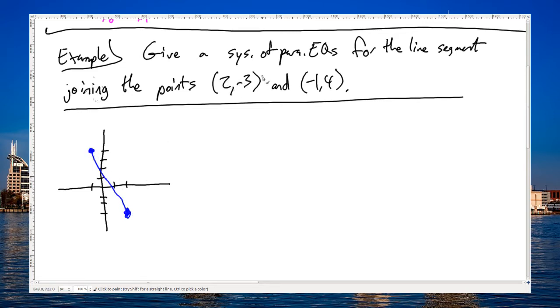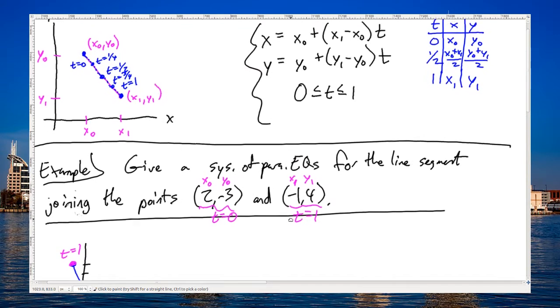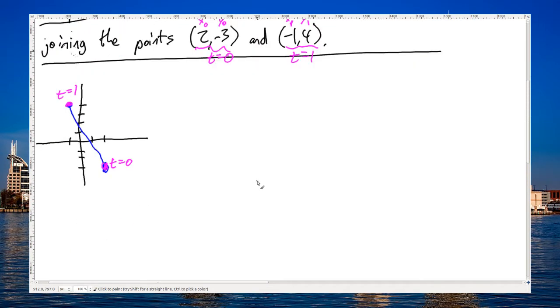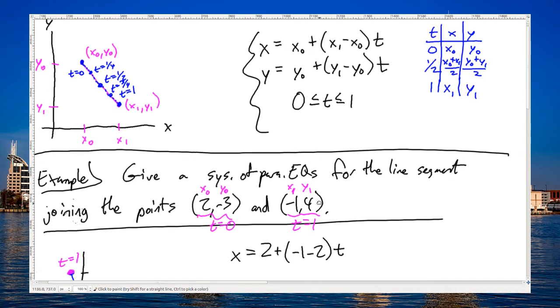We said that we started with 2, -3, so I will mark that with t equal to 0 is where we start, and then t equal to 1 is where we'll finish. And it's just as simple as applying the formula. So this is my x0, this is my y0, this is my x1, this is my y1. Let's just plug into those formulas up there. So we've got x equal to x0, which is 2, plus quantity x1 minus x0 times t. And then we'll do the same thing for y.